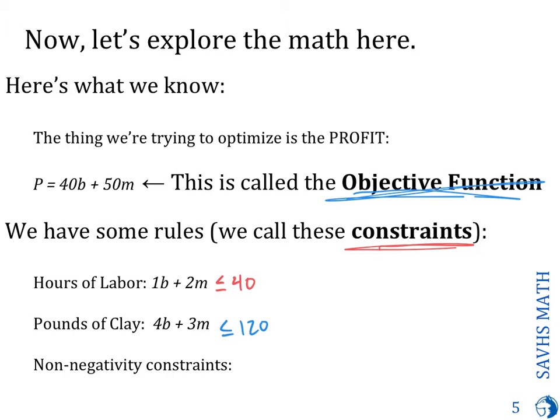Similarly, we have to limit the number of pounds of clay to 120. Here's the weird thing. We didn't say anything about this, but clearly you can't make a negative number of bowls. And you can't make a negative number of mugs either. So that means that we have to have these two other inequalities that say b is greater than or equal to 0, m is greater than or equal to 0.